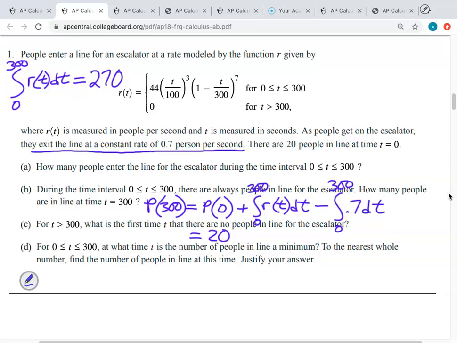This is a rate, right? This is also in people per second. The integral of the rate gives you the number of people. Just like the integral of velocity gives you your position, right? The integral of the rate gives you the amount. So you want the rate in there.